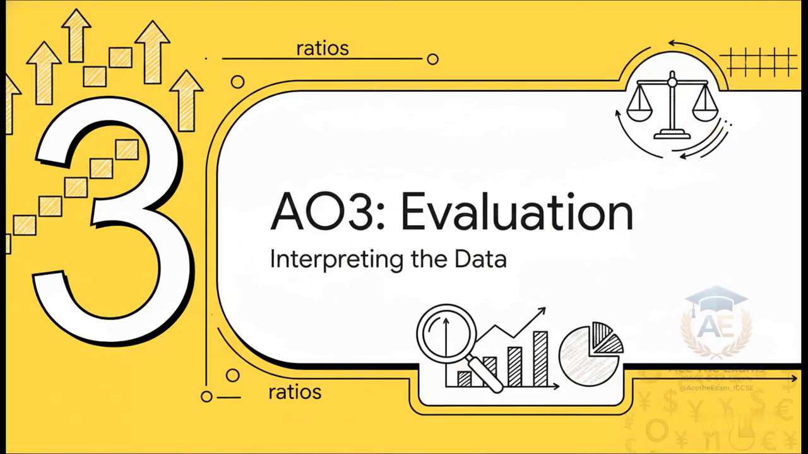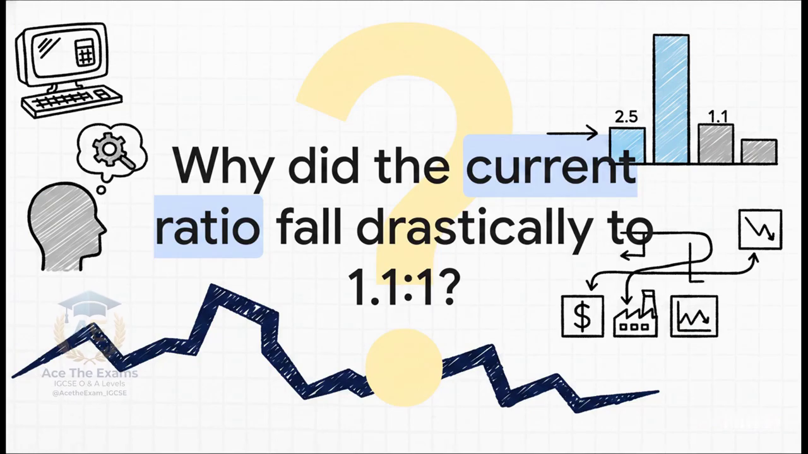Next up, part 3. AO3, Ratios and Evaluation, Interpreting the Data. Listen, calculation is just a baseline skill. Honestly, a computer can calculate. An A-star student, they evaluate.